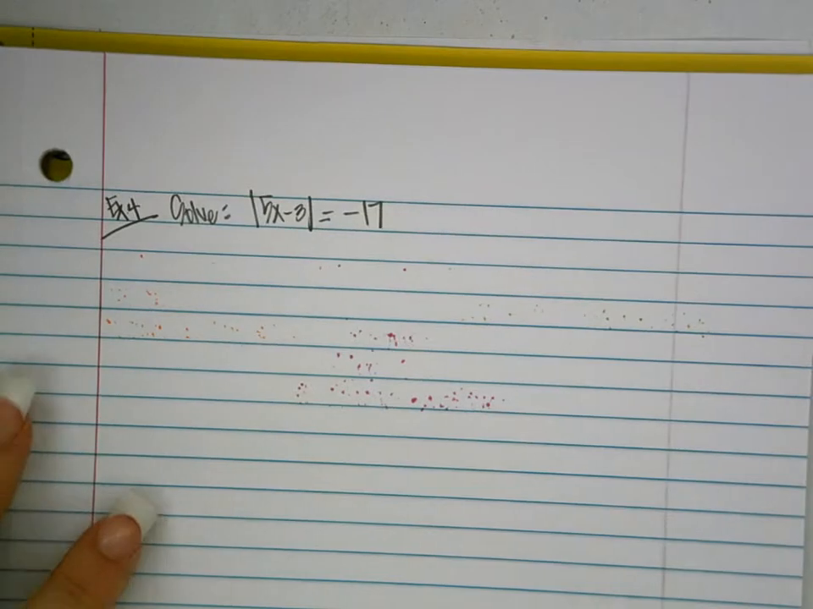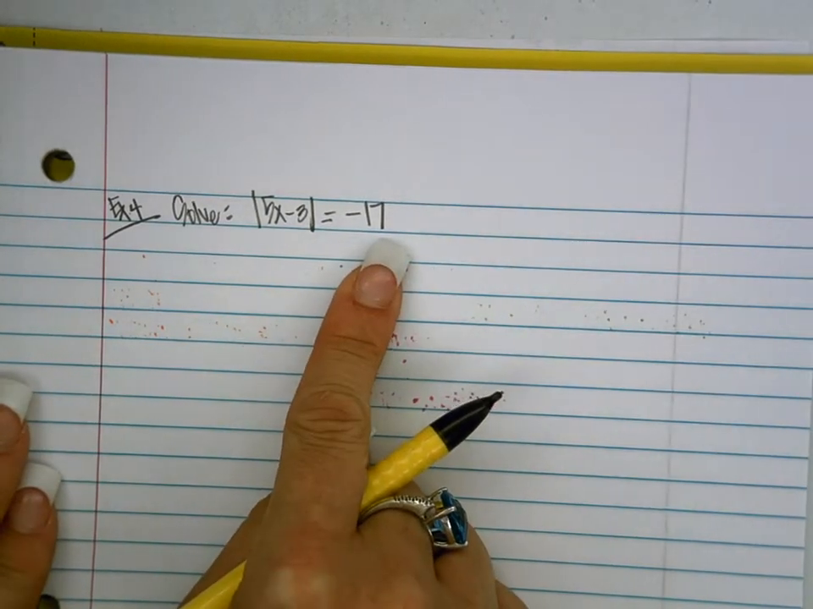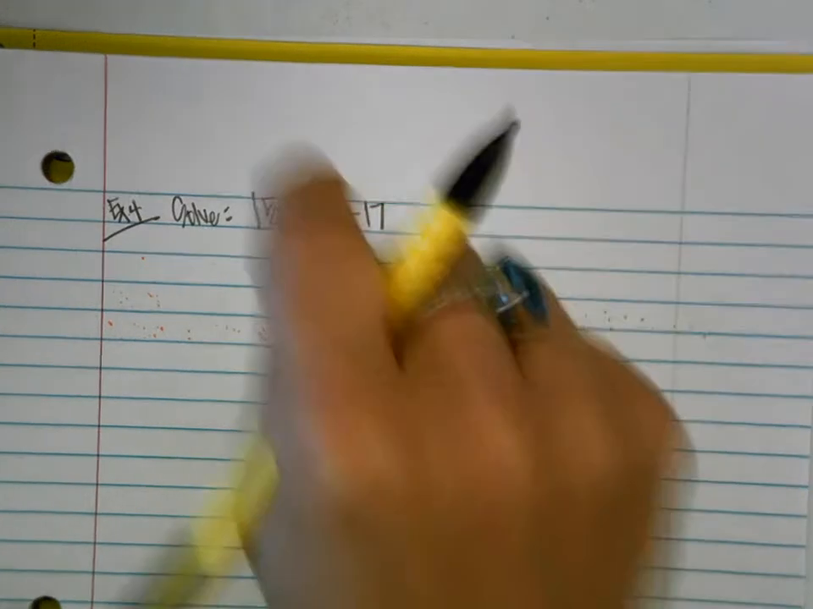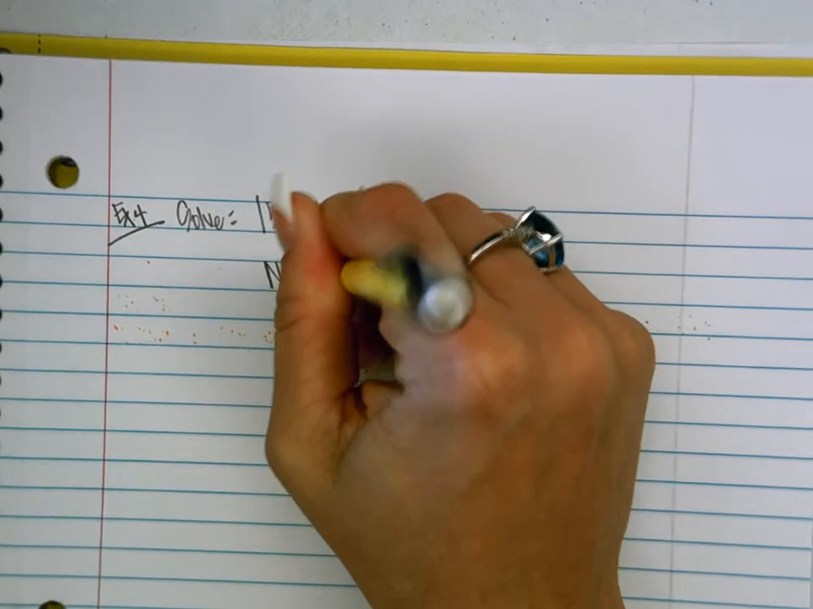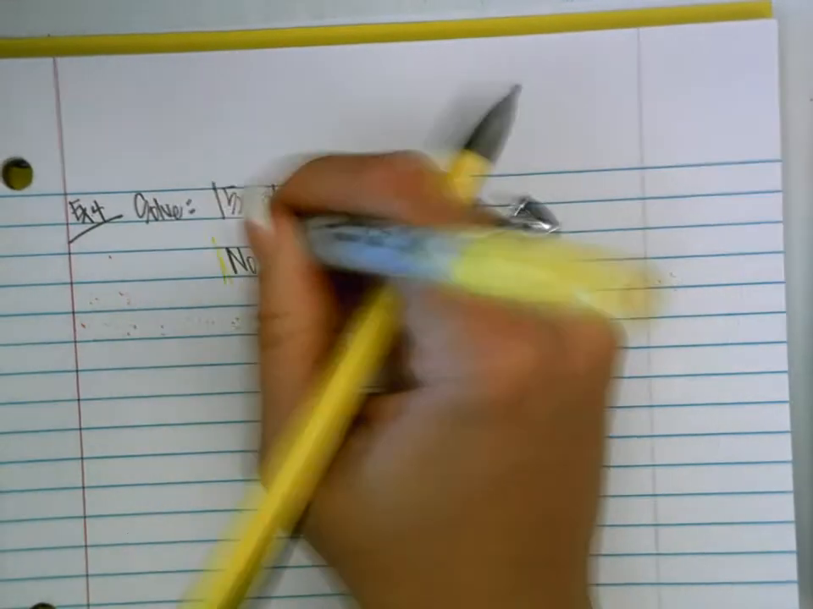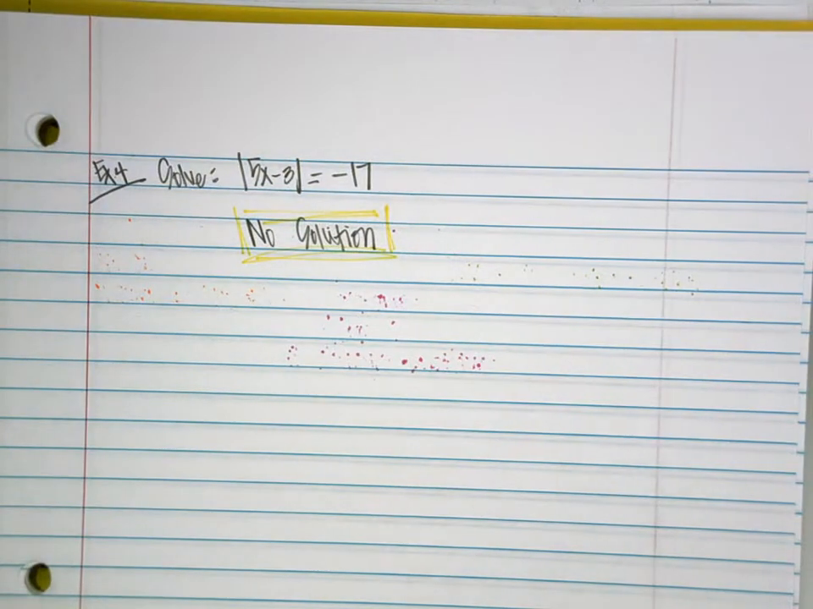I tricked you, basically every single one of you. Can the absolute value equal a negative answer? No. This is no solution. You can't do this problem. Okay? No solution. This will happen on your homework. This will happen on your quizzes. This will happen on your test.